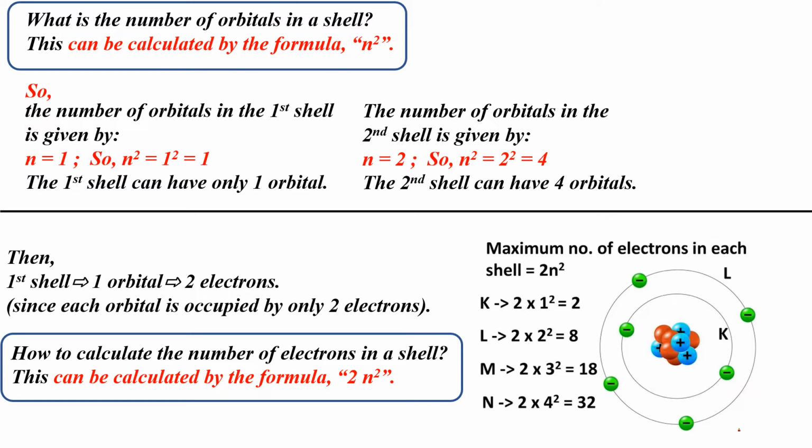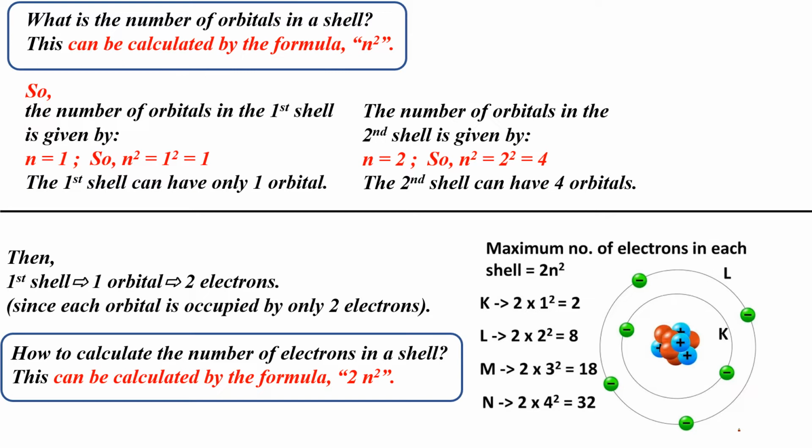Now, how to calculate the total number of electrons in a shell? Since there can be only 2 electrons in an orbital, the number of electrons can be calculated by the formula 2 into n square. So the number of electrons in a shell can be calculated by the formula 2n square. So this is how you calculate the number of electrons in each shell.